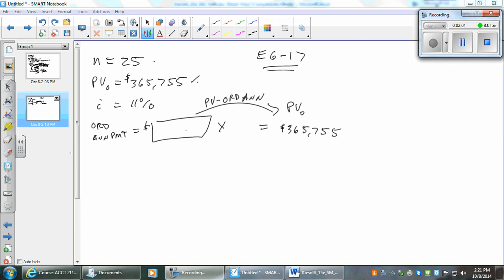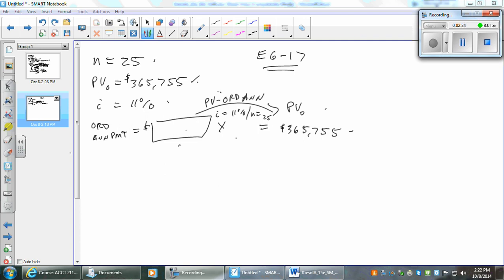What I'm saying is the payment times the factor is a present value. So I need a present value factor. I'm calculating a present value in my little formula here, which is one of the reasons I like to set it up that way. If I had a future value over here, I'd need a future value factor. Interest rate, 11%. Number of periods, 25. You look up the factor, present value of an ordinary annuity.